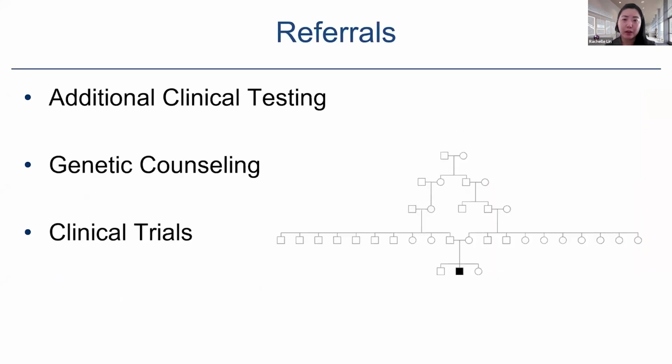And a couple more referrals that we might make. If the institution that the patient is at does not have all of the devices for additional clinical testing, we can certainly refer out for that. If the patient needs genetic counseling, or it's been a couple years since they've had genetic counseling and they have additional questions, we can refer for genetic counseling. And last but not least, we can refer for clinical trials. So with that, we'll hand it back over to you.